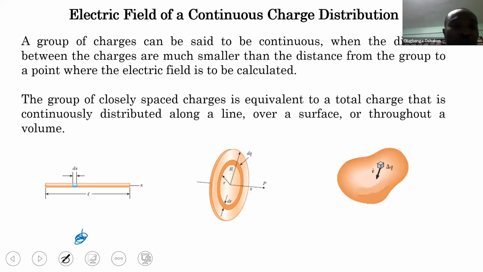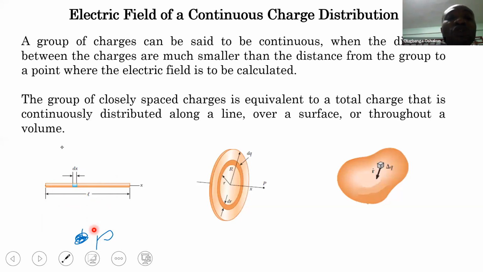So let me say we have a particular point here. This particular point P is away from this continuous charged line L. What is the electric field that will be experienced at this point because of the presence of this continuous charge found on this line? To determine that, we need to cut this length into small fragments, dx. Then we'll find out what is the contribution of each of those small fragments to this particular point P.